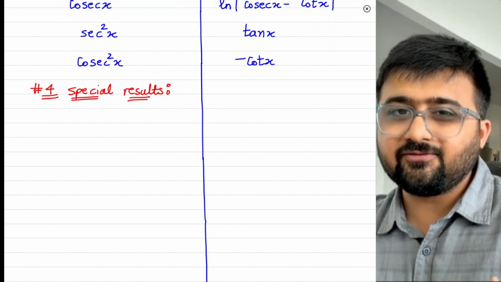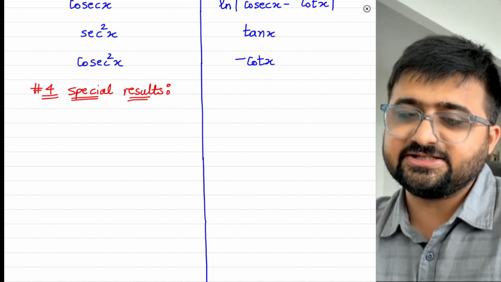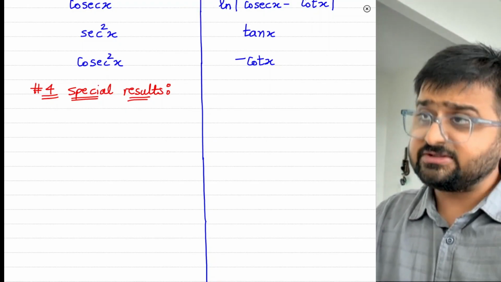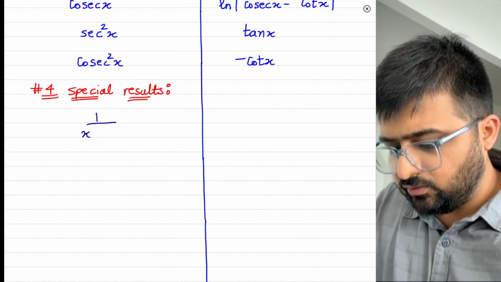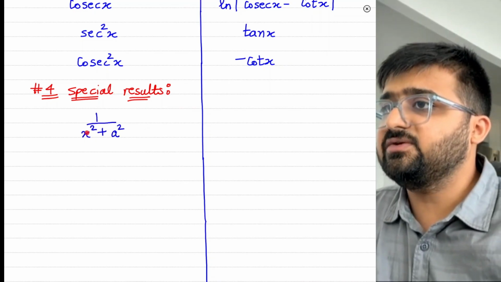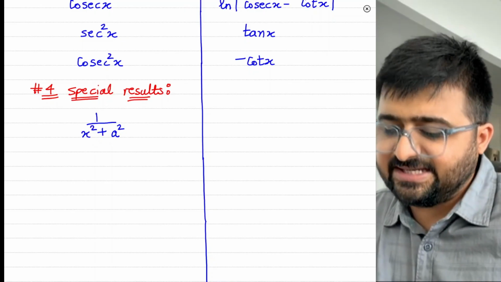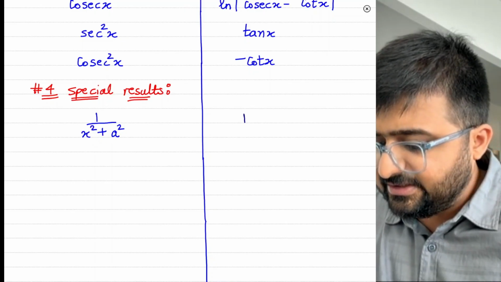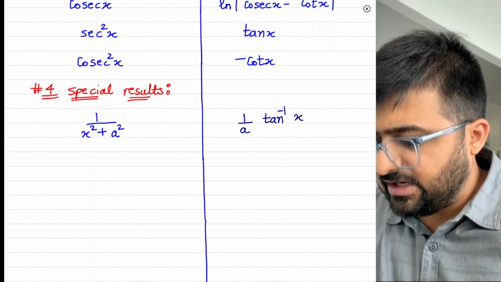After trigonometric, we have some special integral formulas that we would like to also memorize, which are very important. To start with, we'll start with integral of the function 1 over x square plus a square. Okay, so whenever you have a quadratic kind of a function in the denominator, so x square plus a square, the formula of this integral is 1 over a tan inverse of x over a.